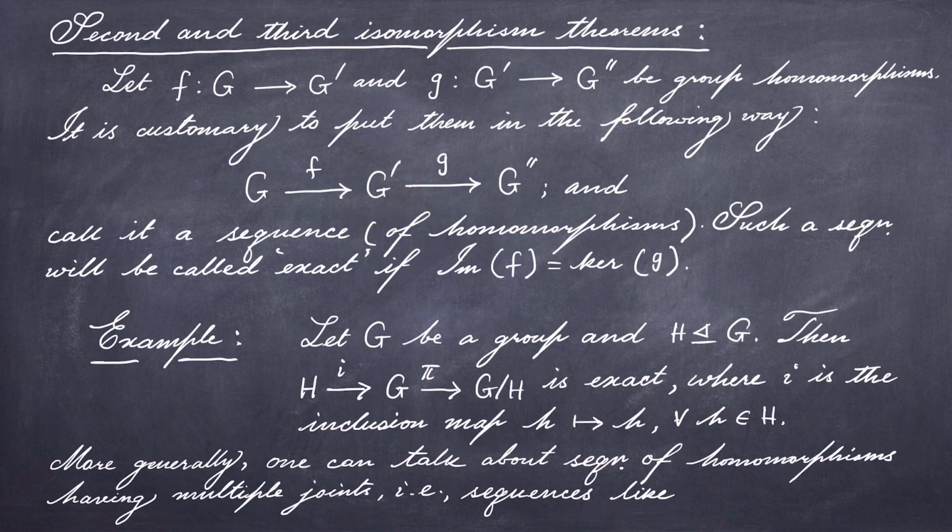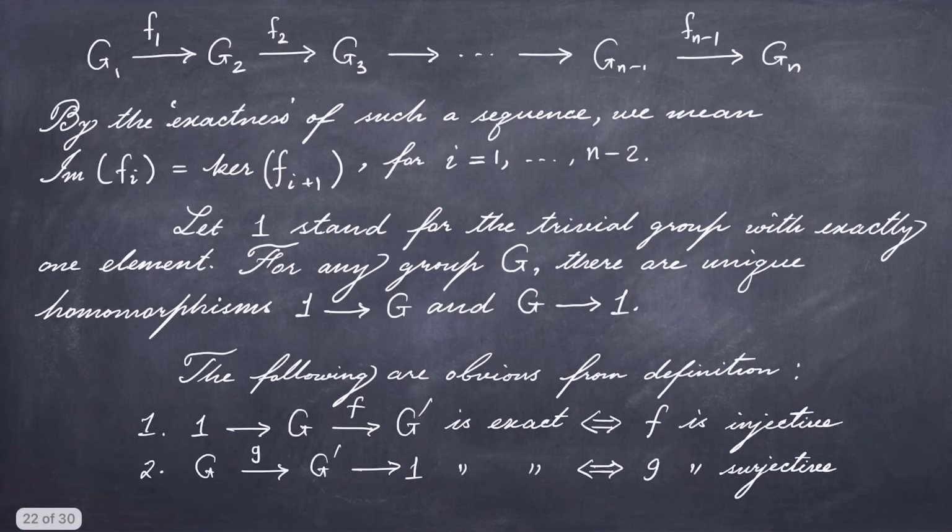Here you see this sequence has one joint. More generally, we can talk about sequences of homomorphisms having multiple joints, that is, sequences of this type. Here we have, let's say, n groups and n minus 1 homomorphisms like this, where fi is a homomorphism from Gi to G(i+1). For such a sequence, by exactness I will mean that it's exact at every joint. That is, for every i, the image of fi is the kernel of f(i+1).